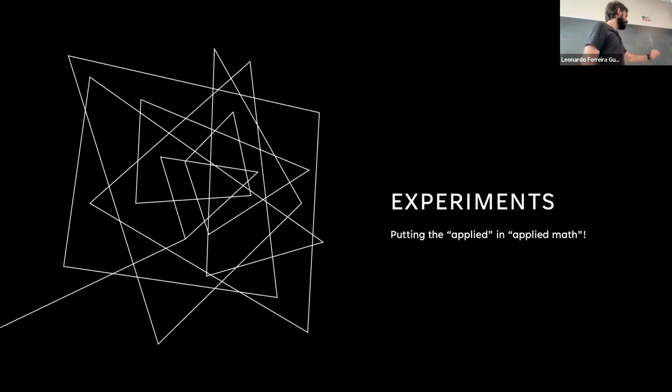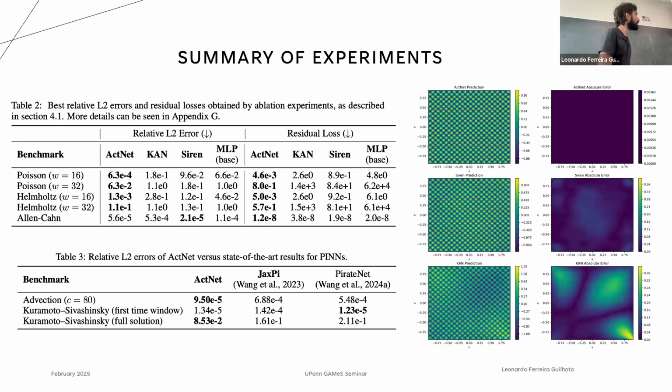All right. So last but not least, let's talk about some experiments and put the applied in applied math. I did try to do my best to run fair experiments across different methods. I split my experiments in two types. I ran some ablation experiments where I was comparing ActNet with other types of neural network architecture, particularly KANs. Also a plain MLP, a base MLP, and a SIREN network.